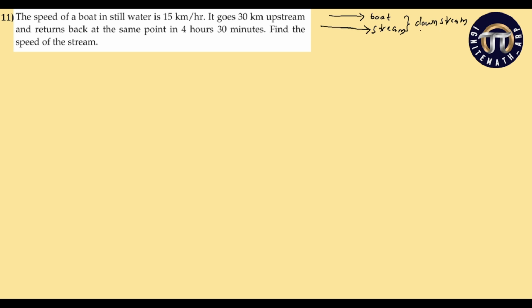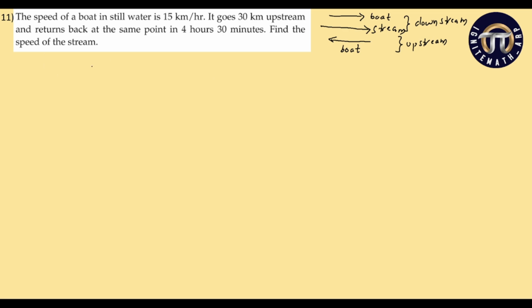Always, if you are going downstream, the net speed will be more. Suppose you are going in this direction, that is against the direction of the stream. If you are rowing the boat in this direction, then you are said to be going upstream. You are going against the stream. That time speed will be reduced. So the net speed with which you are going will be lesser than the actual speed of the boat in still water. Clear, children? Stream means what? Which is flowing. Right. So the speed of a boat in still water is 15 kilometer per hour.